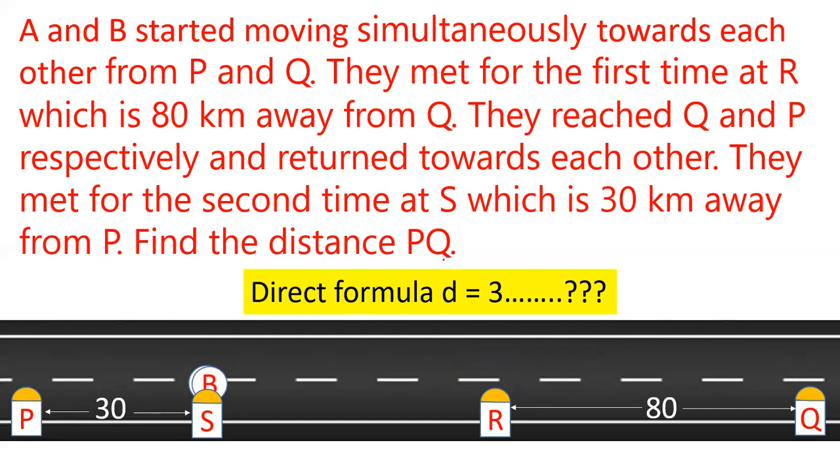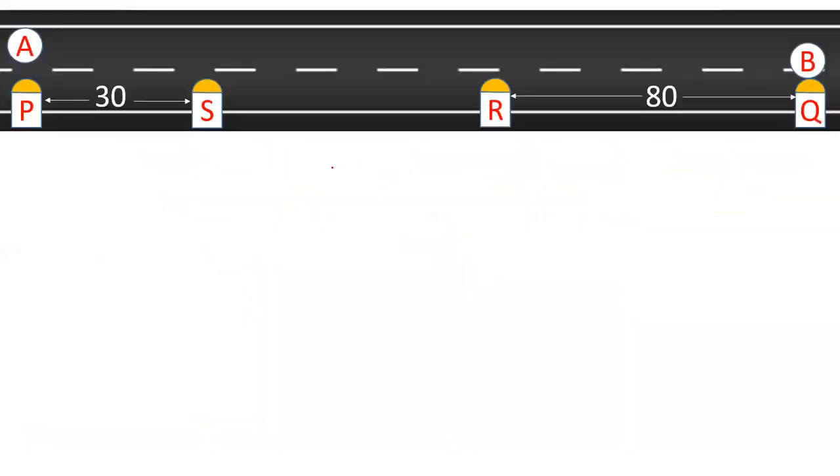Let's see how we can solve this question. And there is a direct formula also for this distance, which you will know at the end of the video. Let's start solving the question. They have started moving towards each other and met for the first time at R, which is 80 km away from Q. So let's solve the question taking the distance.